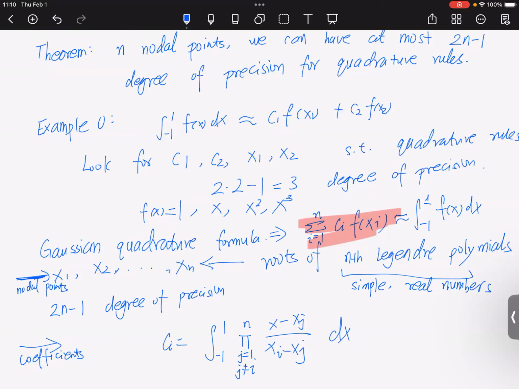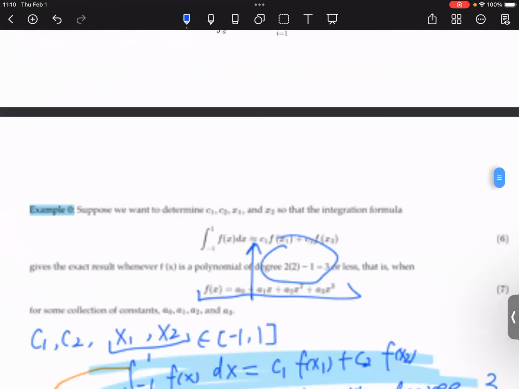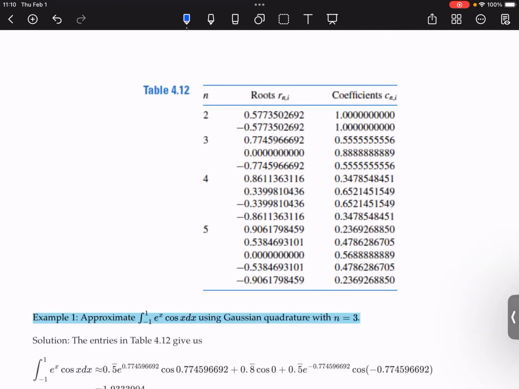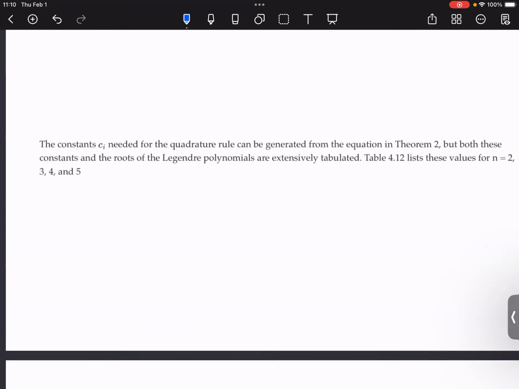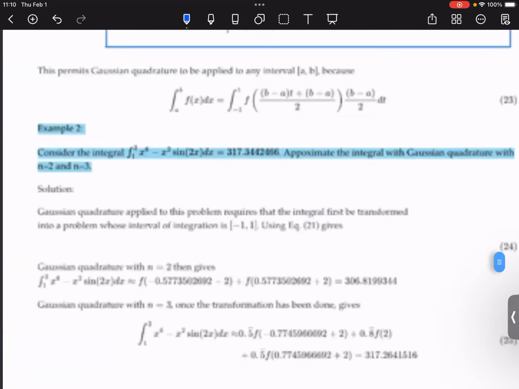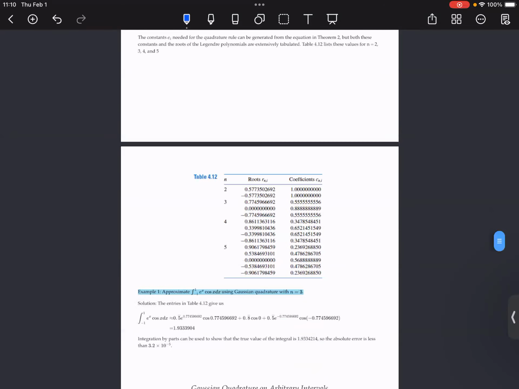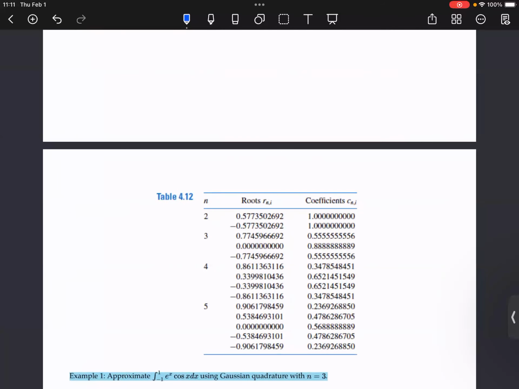If we want to use the Gaussian quadrature rules to approximate something, usually the practice is that we have a table. If you know how many nodal points you want, then we have a table of the coefficients and a table of the fixed nodal points. I have already posted the completed lecture notes, typed up, and in them there is another table with the exact values.